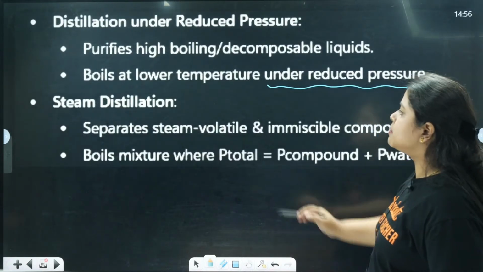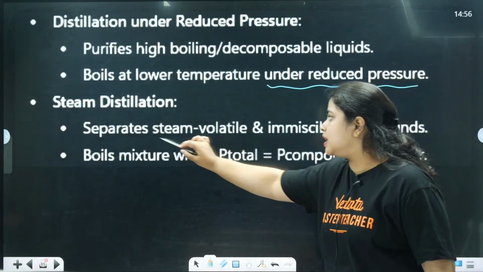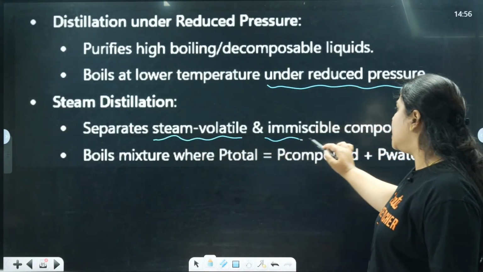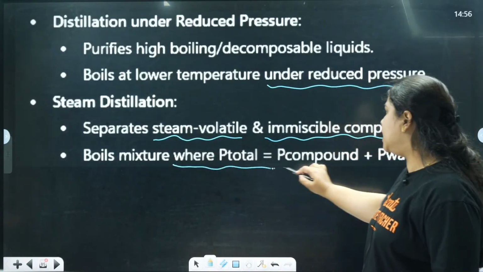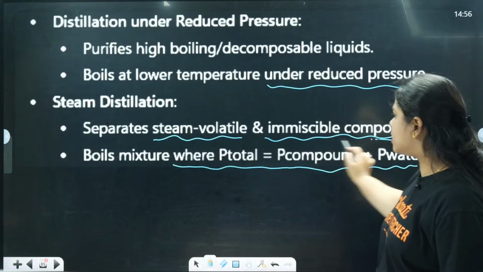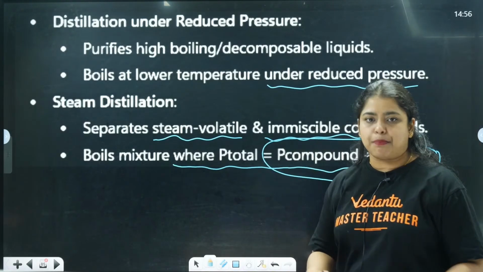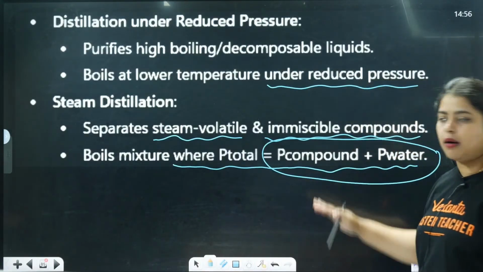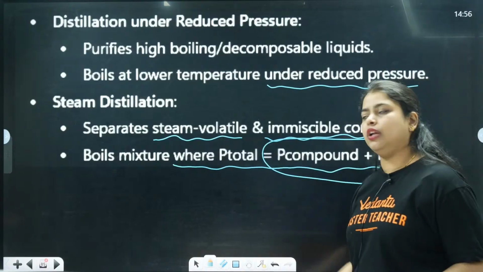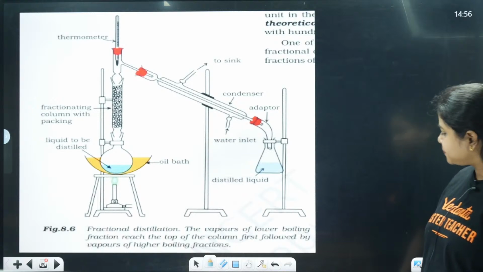Clear? Next comes the steam distillation. In steam distillation, it separates the steam volatile and immiscible compounds. It boils the mixture where P total, that is the compound plus the water, is going to be the total. Okay, how much compound is there, how much water is there, when we separate, what remains in the compound, water plus the compound, that together is going to tell the P total. Okay, so this is how it's happening.